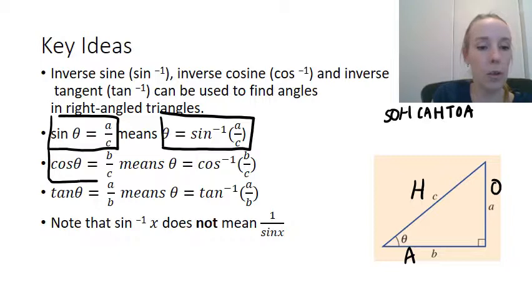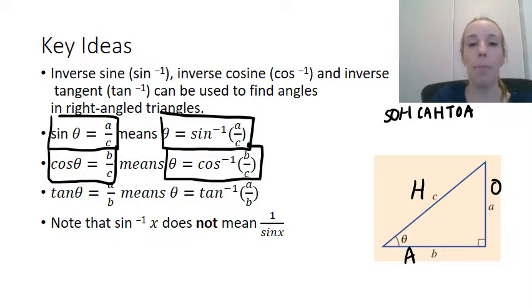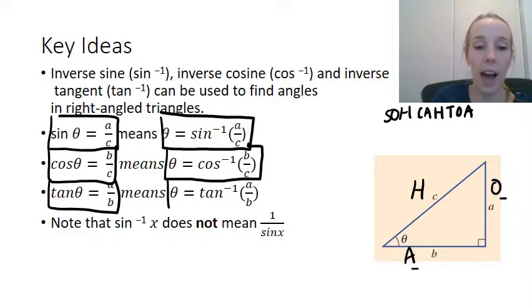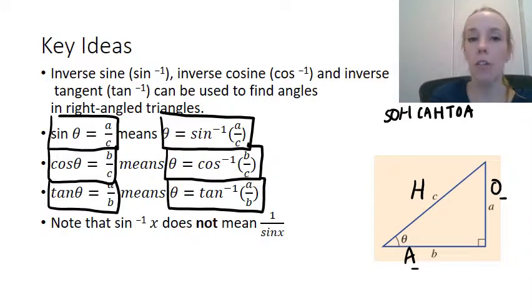Cosine, or cos, is B over C, which is our adjacent over our hypotenuse. Again, we can rearrange that formula to find the angle, so the angle will equal the inverse of cos of B over C. The last is tan, which is A over B, our opposite over our adjacent. Rearranging, the angle would equal the inverse of tan of A over B, the opposite over the adjacent side.